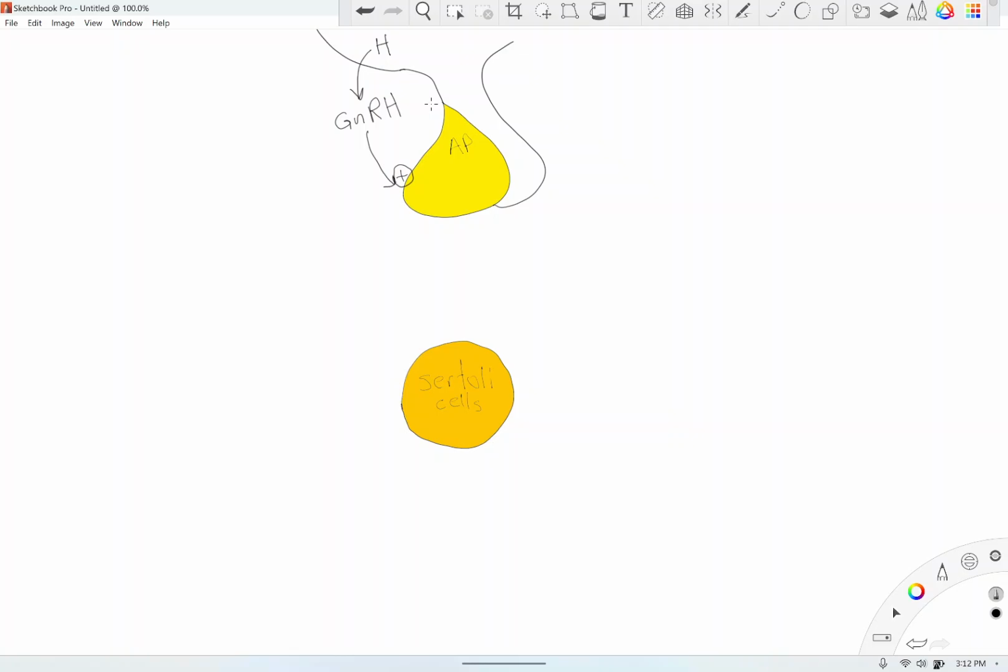There are a bunch of cells in the anterior pituitary that are known as gonadotrophic cells. Why are they called gonadotrophic cells? Let's say some blue and red just to make it easy. There are two types that produce two hormones. So gonadotrophic cells release LH and FSH in response to GnRH.